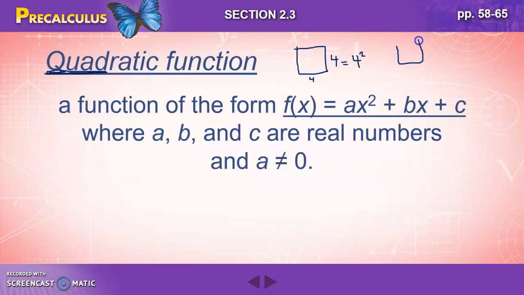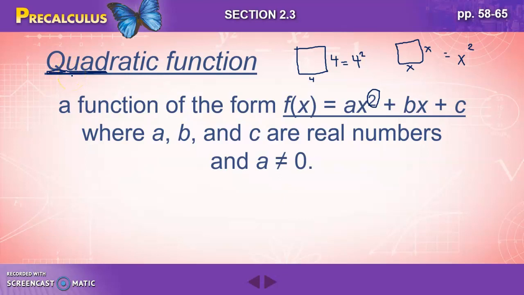Well, if we don't know the side of that square, let's say the side of our square is x, we would say that the area of the square is x squared. So quadratic functions are always going to have a squared term. And hopefully relating that to that four-sided shape of a square, that quad, will help you remember that.